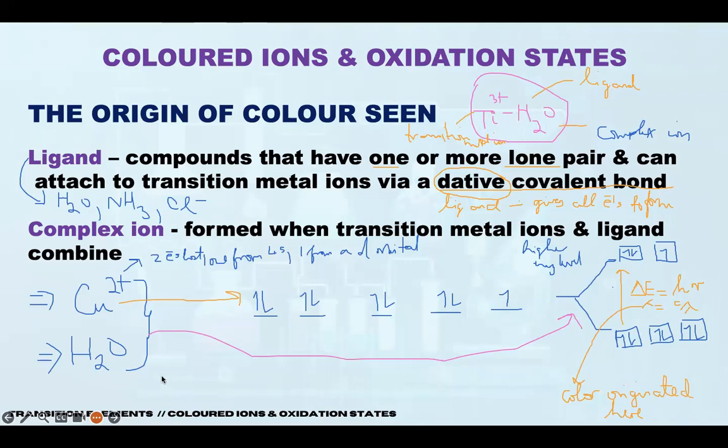So let me just jot that down so you guys have that. I'm going to put this in a text box here, so make sure that you know this. Different ligands, right? If it's ammonia, it's going to be different than water. So different ligands split the d orbital energy levels by different amounts.